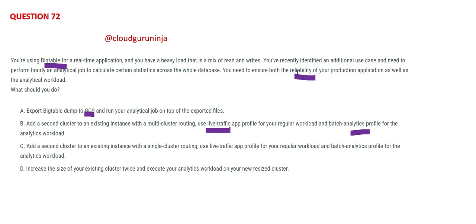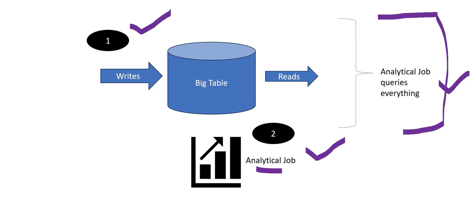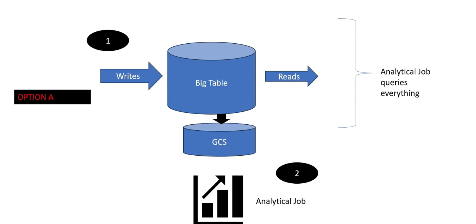So if we look at option A, it says you export the big table dump to GCS, Google Cloud Storage. That means you create one more layer here, so you have Google Cloud Storage, export and fire your queries there, so that you are isolating two different systems. This is not required. Will it work? It can work, but then you will always have to sync this to here, and that sync will take time, and that sync will put additional load on this guy here.